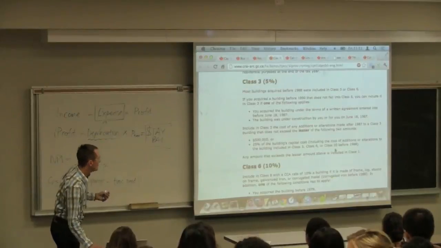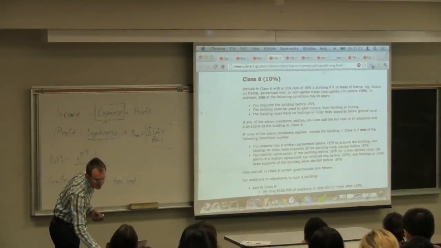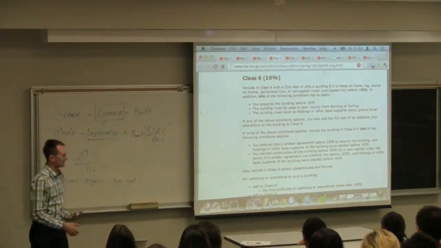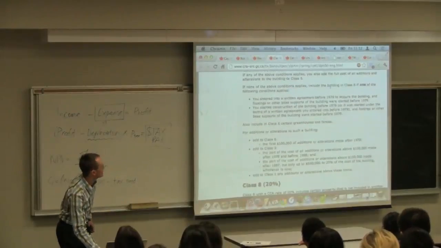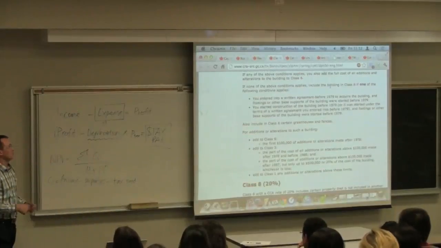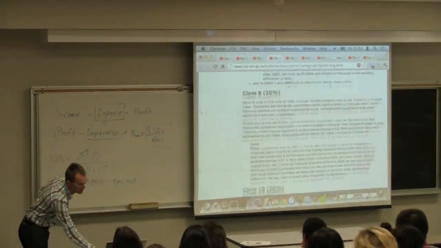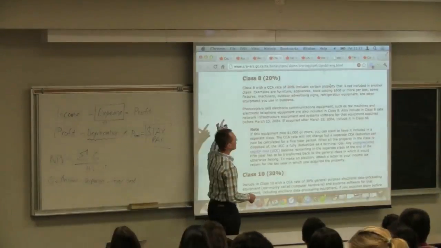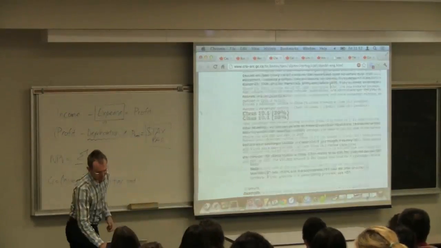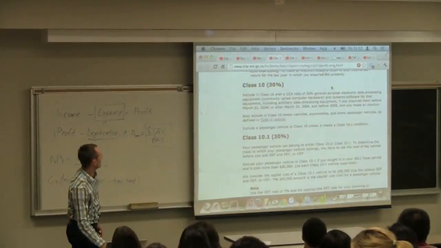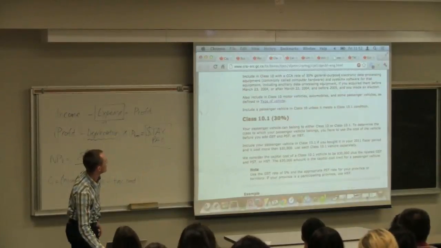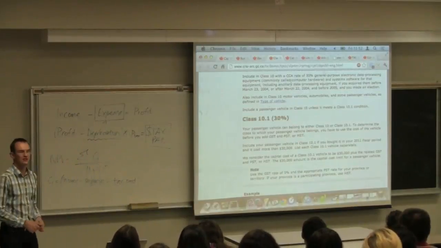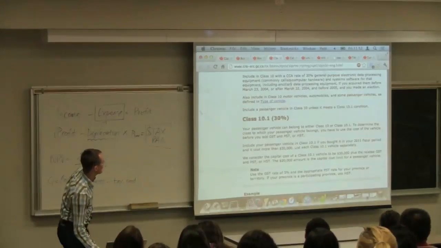These are older buildings. Class 6, at a 10% rate, is for a building made of frame, log, or stucco. So these are very temporary buildings, but you can still depreciate them if you're using them to make an income. So if you've got your sugar shack out in Quebec in the backwoods somewhere, yeah, you can depreciate it at 10%. Class 8 is a catch-all class. It's the class of property not included in other classes, so it is actually widely used. Class 10 is general purpose electronic equipment, commonly called computer hardware. At 30% you can depreciate your laptop computers and other desktop computers.